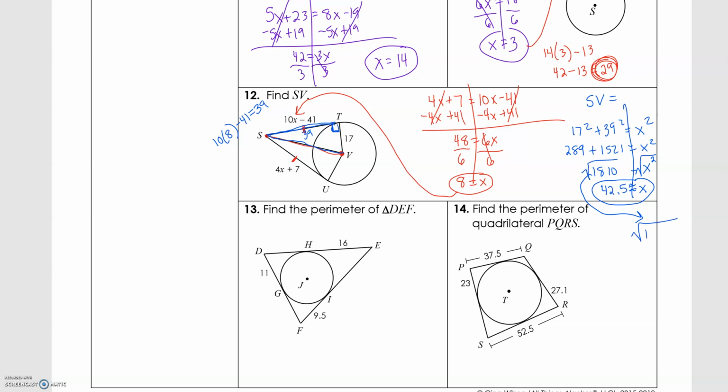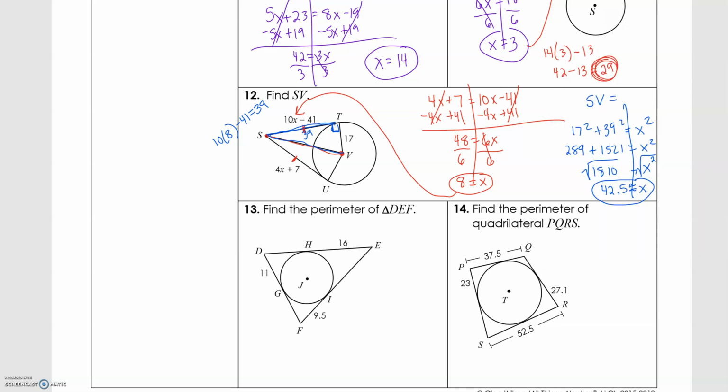Okay, so if I square root this and break it down, I know that's 181 times 10, but 181, I don't think it breaks down by anything, so I think you would just leave it like that. All right, so I'm going to do 13, then I'll have you guys try 14.